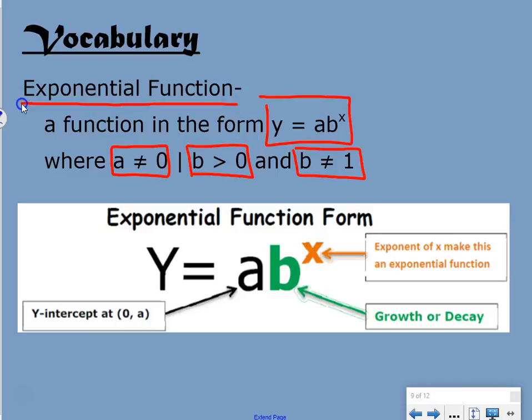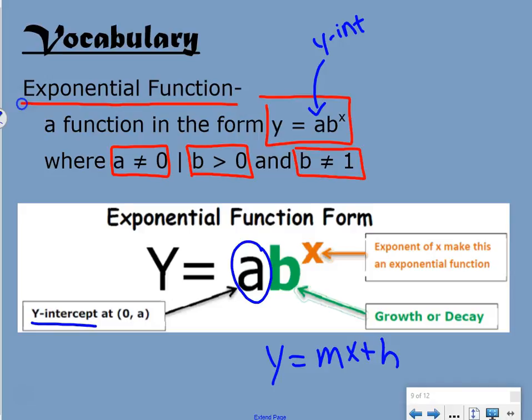The pieces of the exponential function are as such. Y equals a is going to be your y-intercept. So if you want to make a little note there for a, that's your y-intercept. We could compare that to y equals mx plus b, our linear model, where b is the y-intercept. That a piece is the y-intercept, where we cross the y-axis. The x is the power. It's your exponent. It makes it an exponential function.